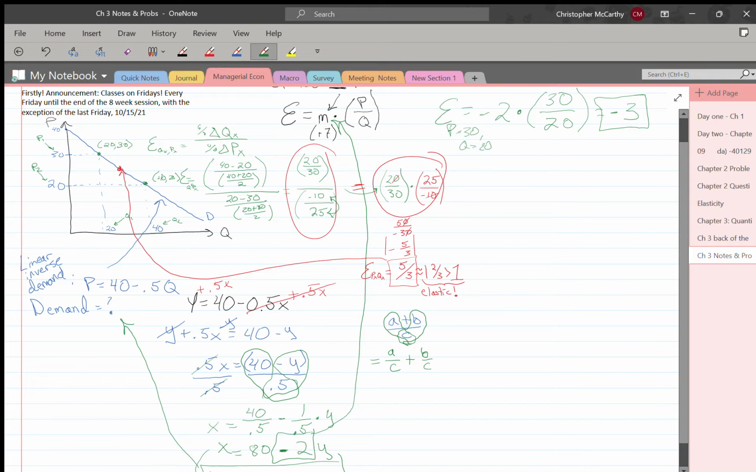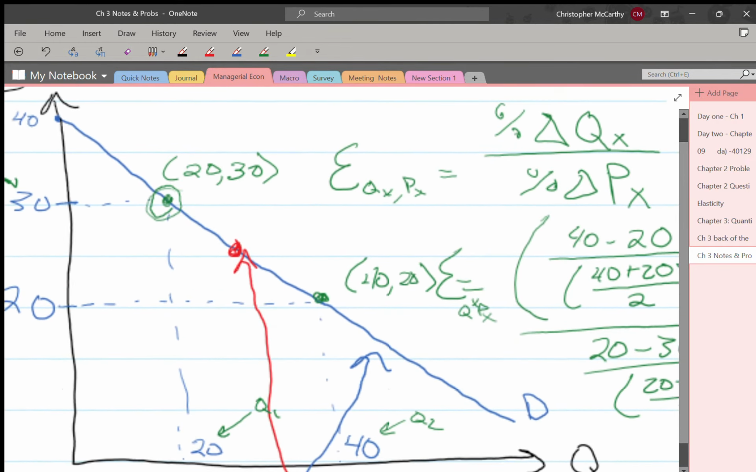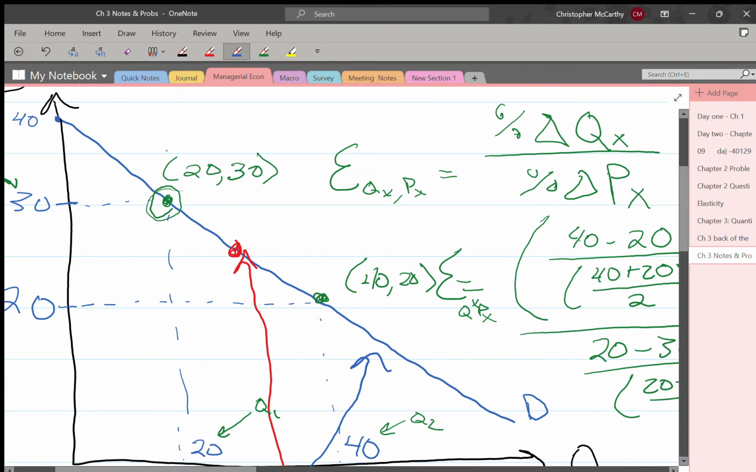And so again, we take the absolute value of negative 3 in order to get positive 3, we find that's greater than 1, so it is elastic. And what do we find? We find that this point has a greater elasticity, right? The elasticity here is 3 compared to the elasticity here is 2.5. Oh, wait, no, 1.6. Thank you. 1.6 repeating. And so it would also make sense that if we calculated this elasticity, right, it's going to be less than 1.6.